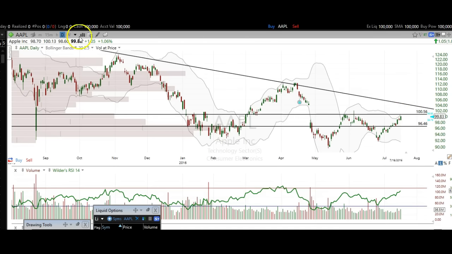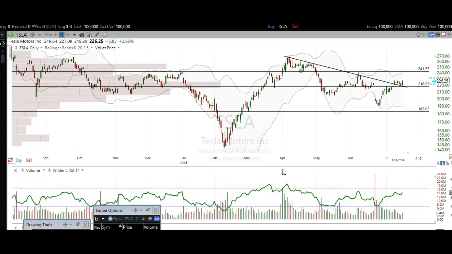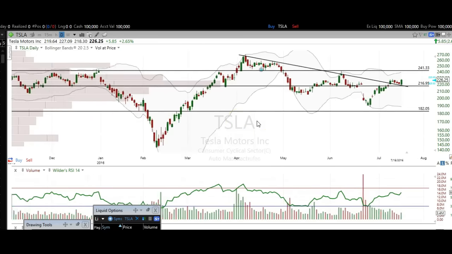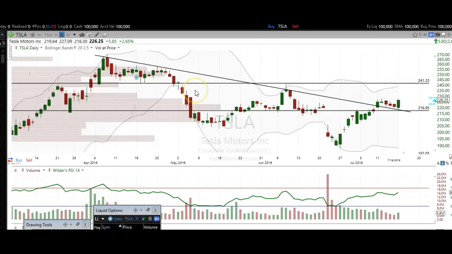So next I want to cover, let's see, I'm going to cover Tesla. Okay, so Tesla, we're over this downtrend line. Last video I did on this, I did mention that we broke over the downtrend line and that we had about 217 as support. What do you know?